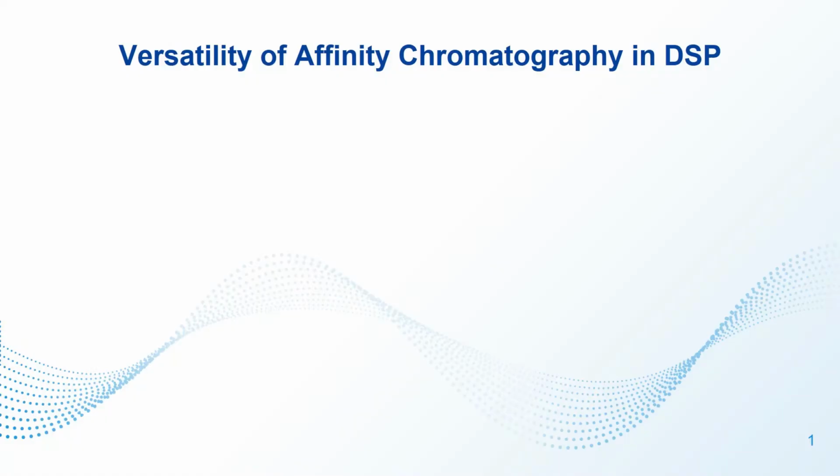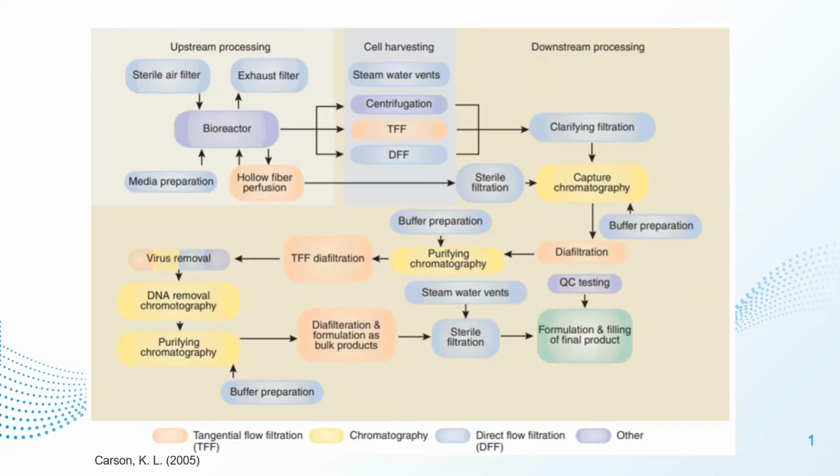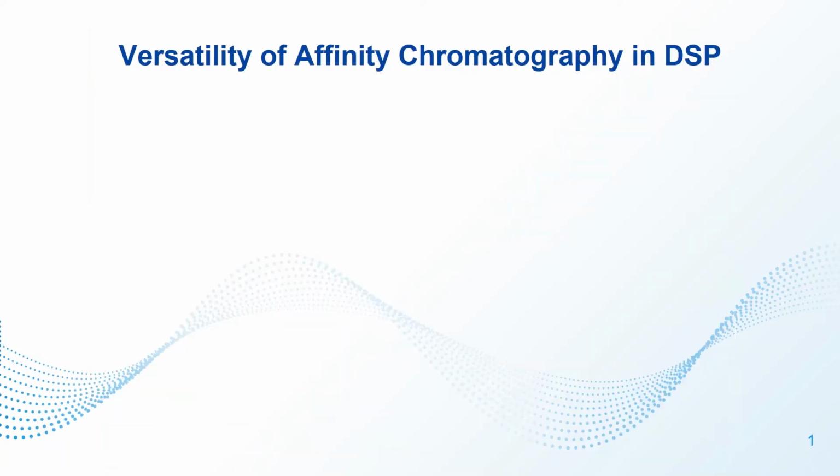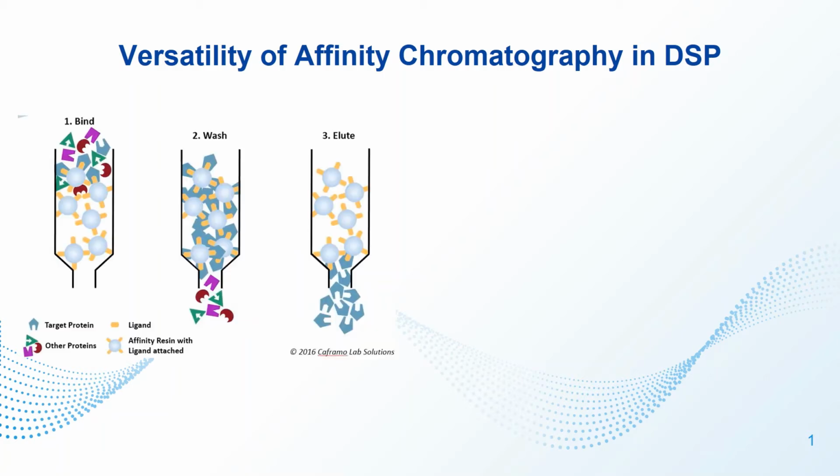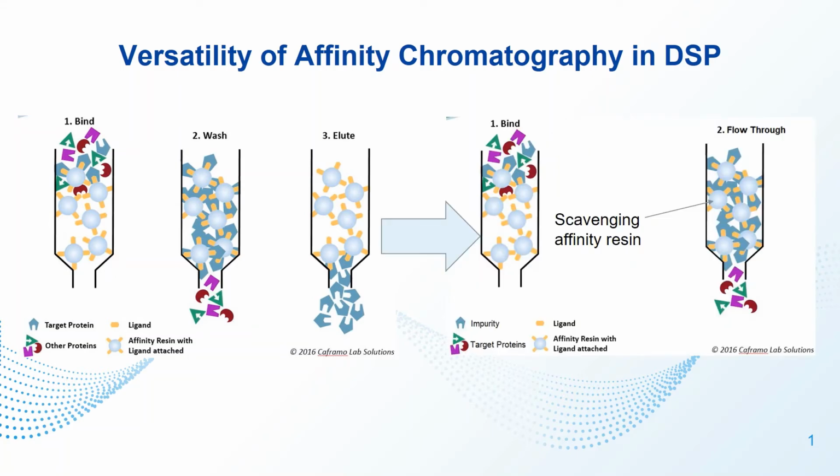Affinity chromatography is so versatile in downstream process. It can be used in many different stages in the downstream process, including capturing steps and polishing steps. So affinity chromatography is mainly used to capture the target molecules from solution of mixtures, as seen in this picture. However, it can also be used in polishing steps, such as removal of process-related impurities when used in flow-through mode.